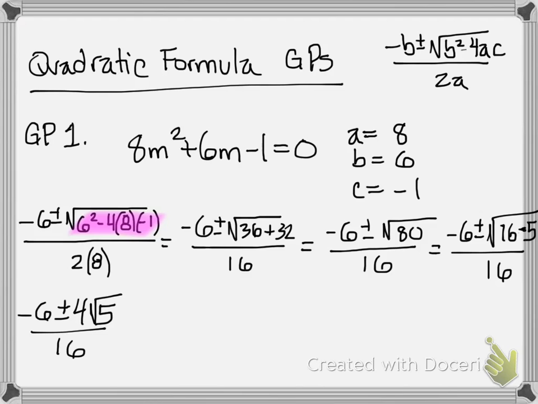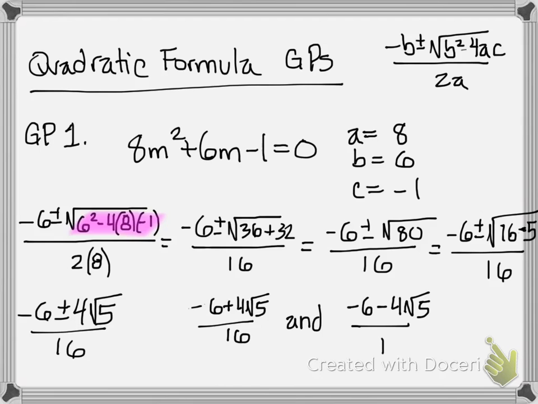So our two answers are going to be -6 plus 4 root 5 divided by 16 and -6 minus 4 root 5 over 16. Now you could take a calculator and try to calculate that out. As far as on a CST, that's as far as you can go. Go ahead and pause if you need to continue copying that down. Otherwise, let's take a look at GP number 2.